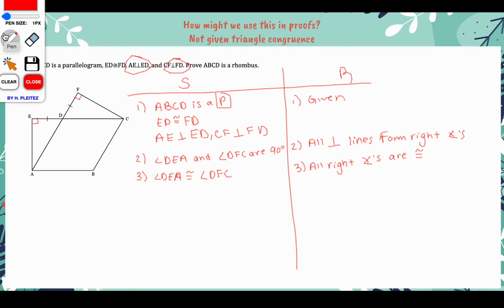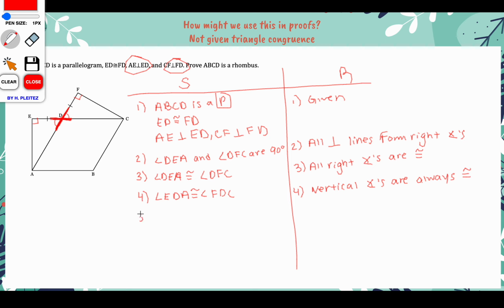Now, this is also testing some prior knowledge here. Remember that when we have this X shape that's formed, we have vertical angles in here, and these vertical angles are actually going to help us out. I didn't see that at first. So we have angle EDA is congruent to angle FDC. And this is such a throwback, but vertical angles are always congruent. Always be on the lookout for that prior knowledge stuff, because it will help you.